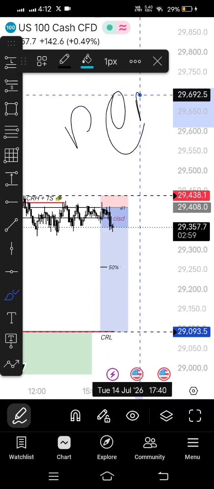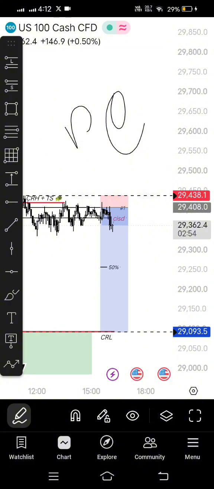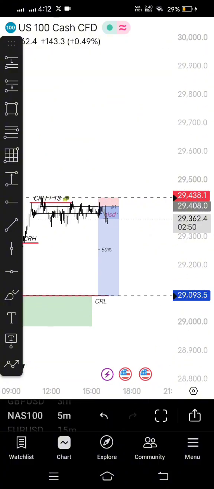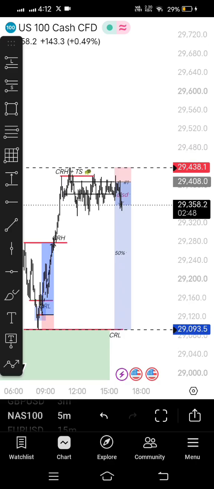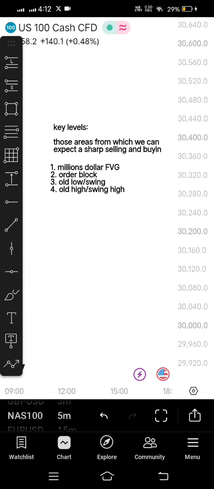So this was our video for today about the key levels and the importance of key levels. I already made the video on how to mark key levels. So in the next video, we will talk about the entry models.